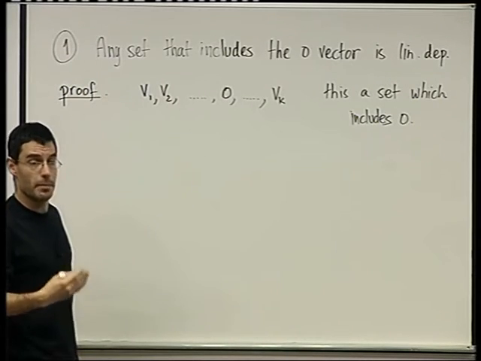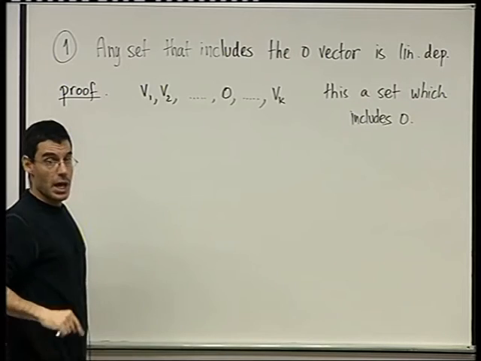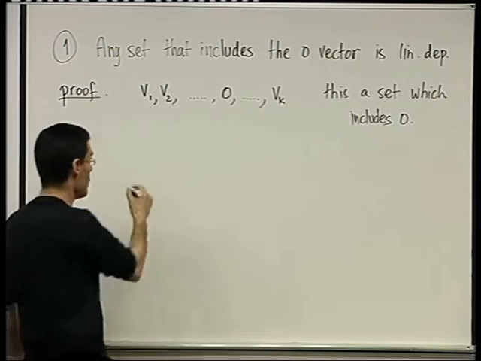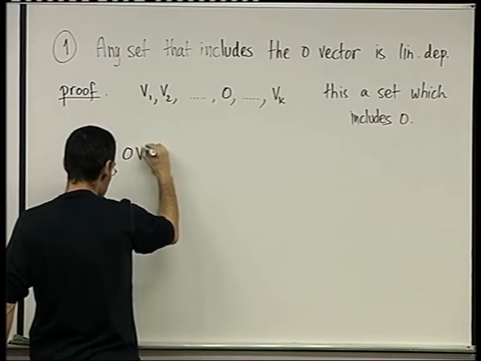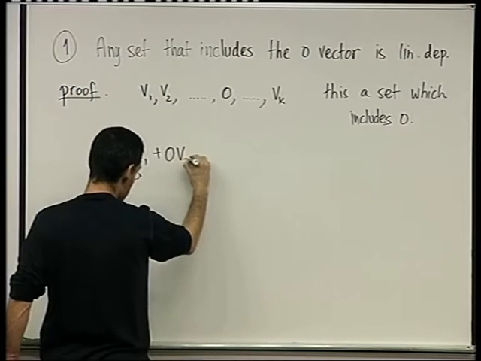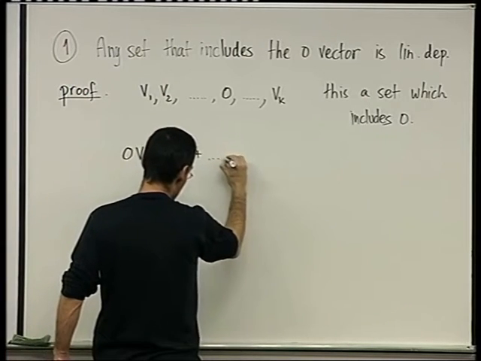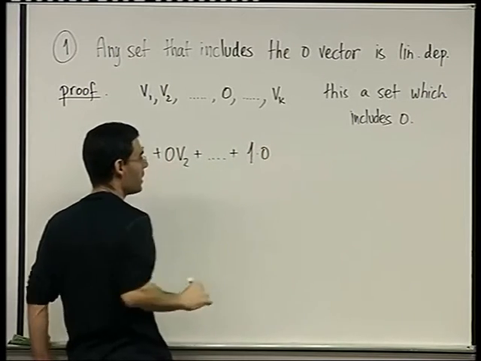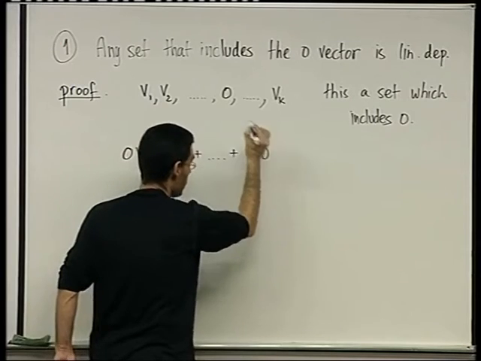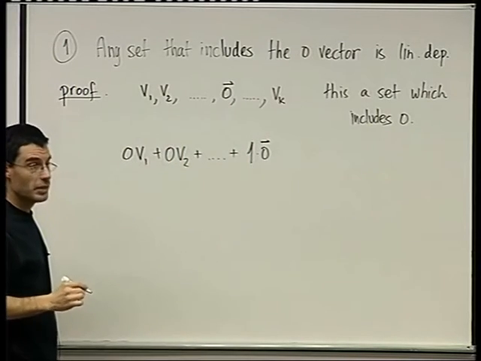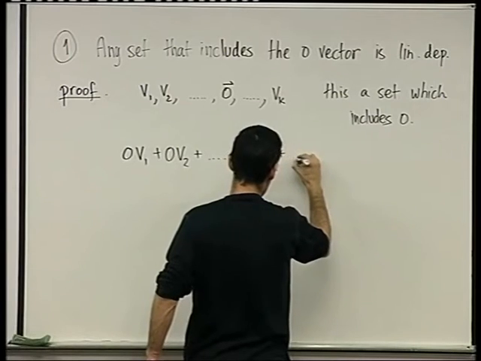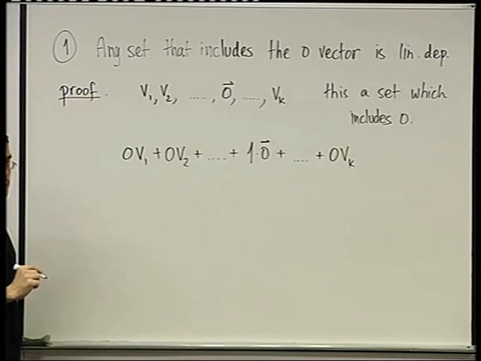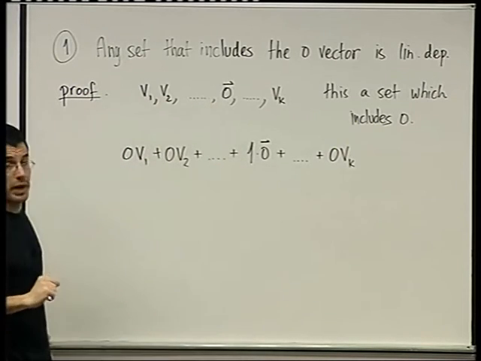Now, in order for this set to be a set of linearly dependent vectors, I have to show you a linear combination of these vectors, not all of which coefficients are 0, that gives 0. Here you go. Take 0 times v1 plus 0 times v2 plus 0 times all the other guys. But when you get to the zero vector, take 1 times the 0 vector. Plus, all the vectors in your linear combination are going to have 0 coefficients. But this vector is going to have a coefficient 1.